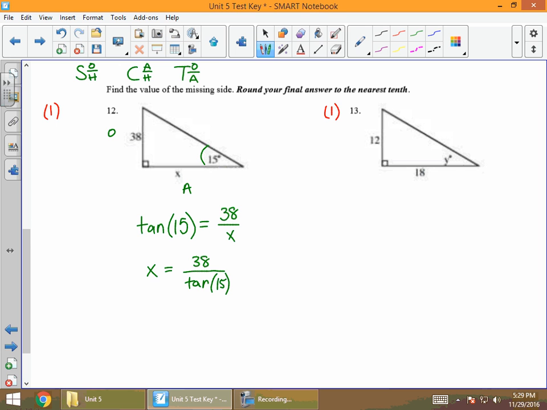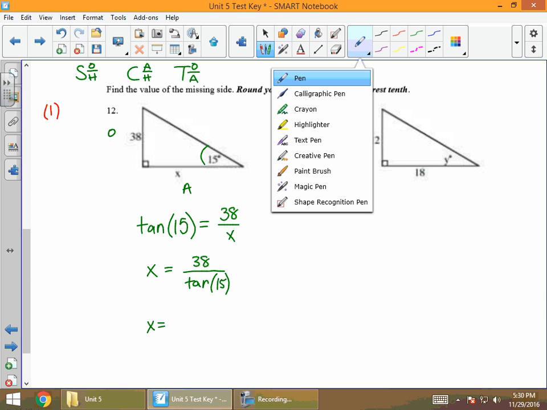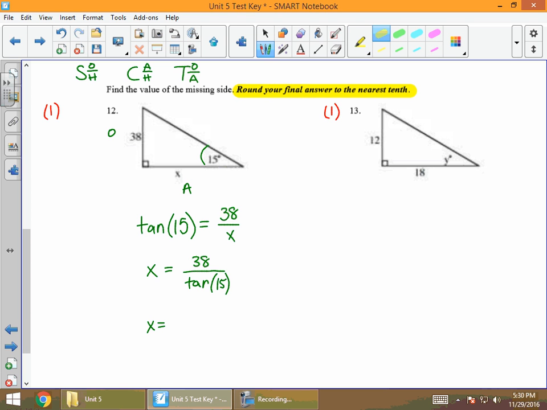So you'll have to make sure your calculator is in degree mode. Do not be in radians, be in degrees. Do 38 divided by the tangent of 15, and you should get, rounded to the nearest tenth as the problem states, 141.8. If you look up here, it says round your final answer to the nearest tenth. So that's 1 decimal point.